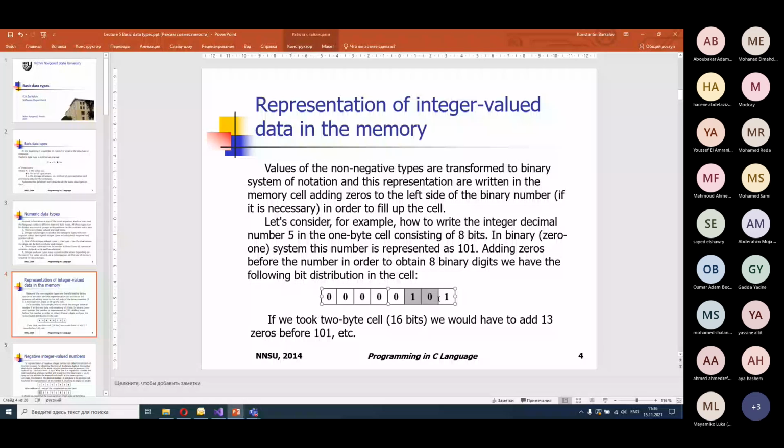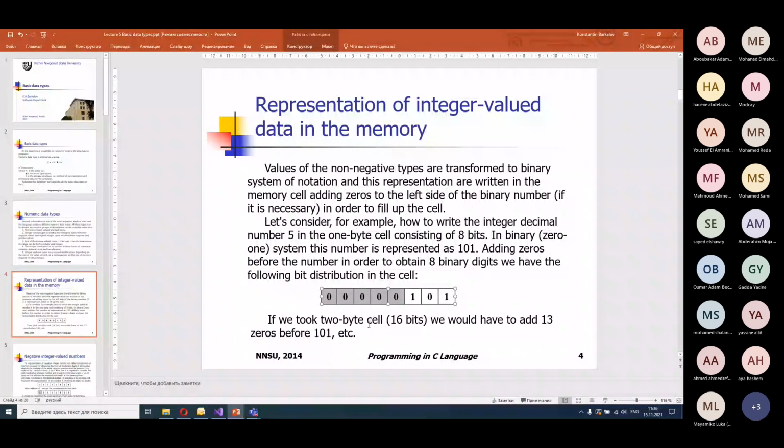Do you understand the main idea of representation of integer numbers? Yes. You have no questions. Okay.